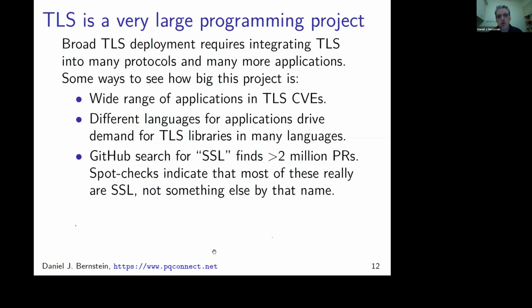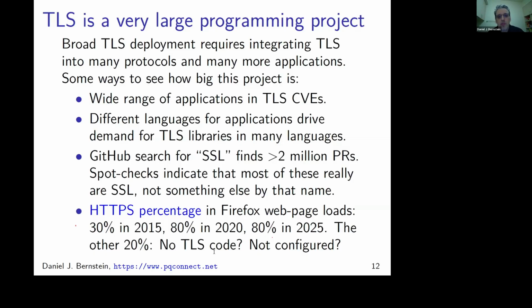Another way to see how much software is involved in TLS: the traditional name for TLS is SSL, Secure Socket Layer. If you do a GitHub search for that, you find more than 2 million results. I looked at 100 random examples, and almost all of them were, in fact, TLS. There were a few which were some other things that, for whatever reason, people called SSL. But basically, there's clearly more than 2 million software updates involving TLS. And this is a terrifying amount of software that we're talking about.